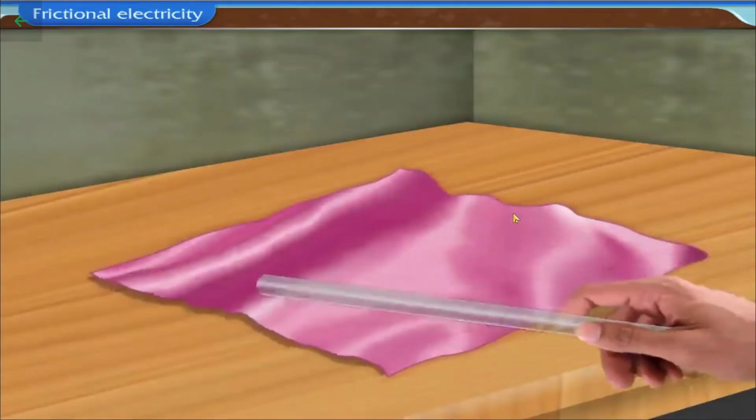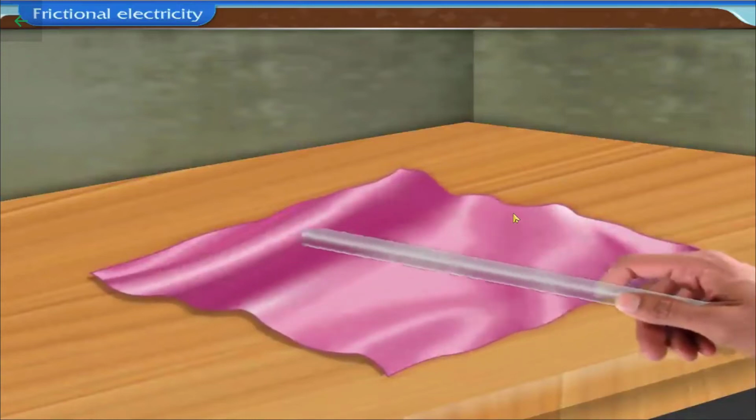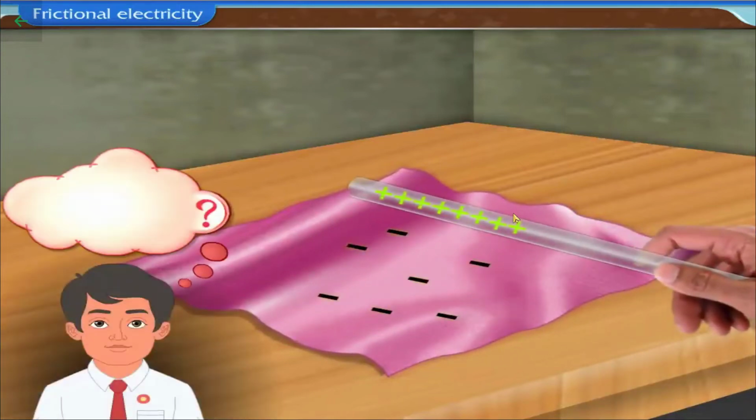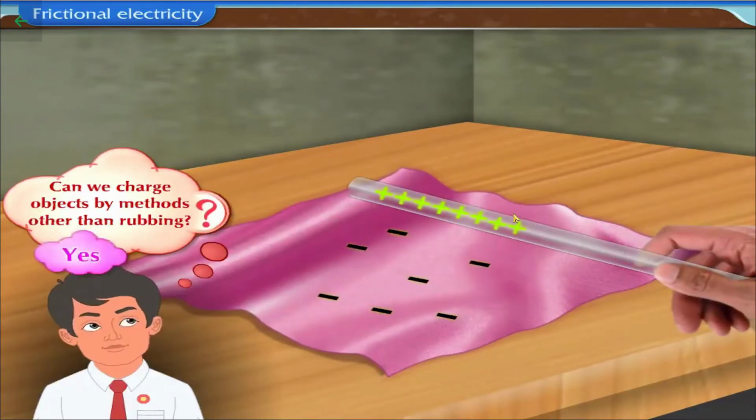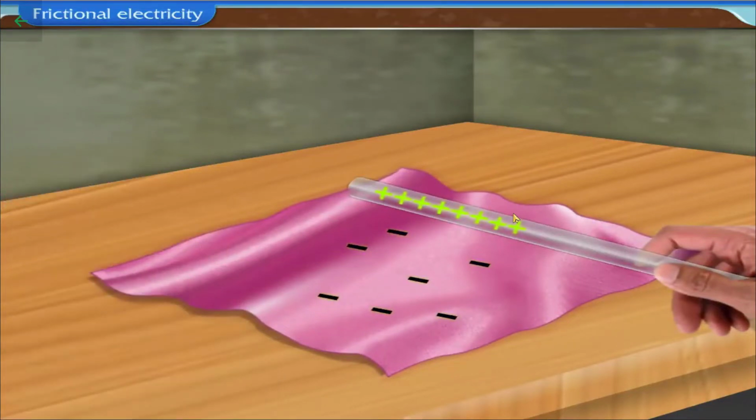Till now, we have seen that objects can be easily charged by rubbing. Can we charge objects by methods other than rubbing? Yes, there are other methods. Let us learn about them by performing some activities.